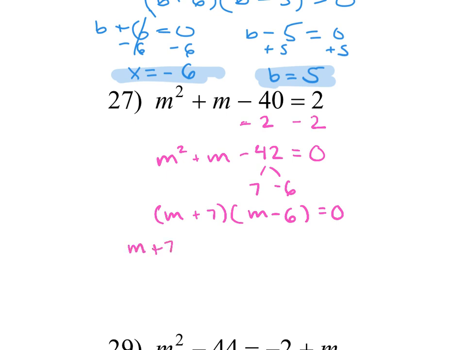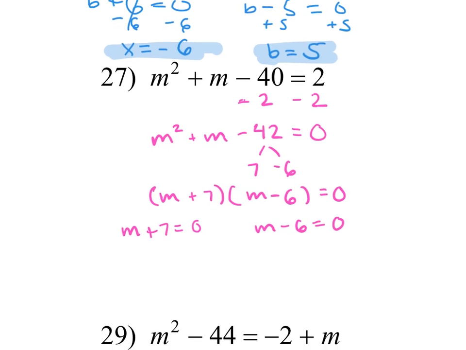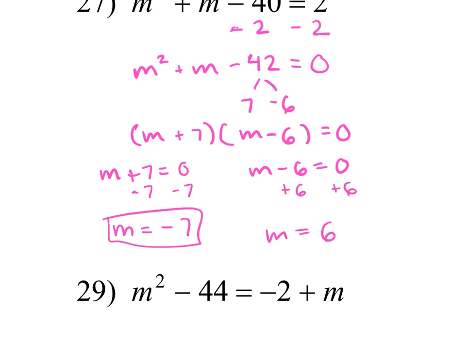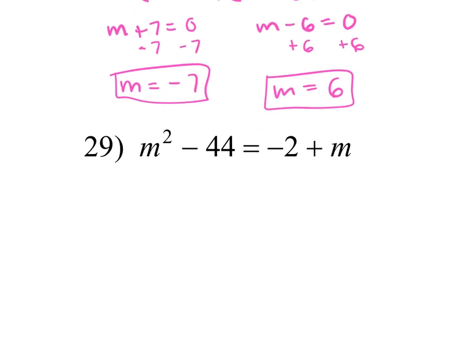Split them up. So m plus 7 is equal to 0. M minus 6 is equal to 0. How do I solve for m in my left equation? M plus 7 is equal to 0. Subtract 7. So I get m is equal to negative 7. And what about my second equation? Add 6. So m is equal to 6. These are my two answers. Any questions on this one? Alright, next one. What do I have to do first?